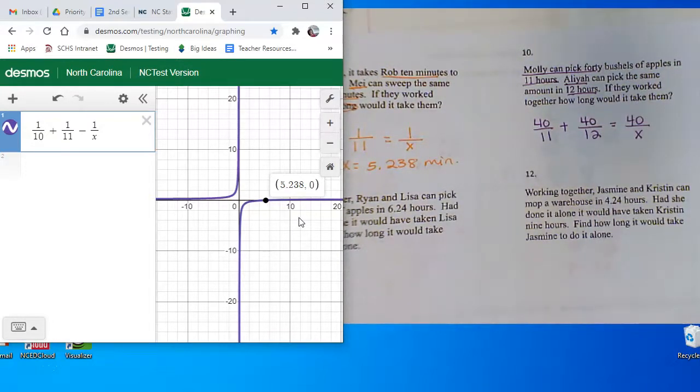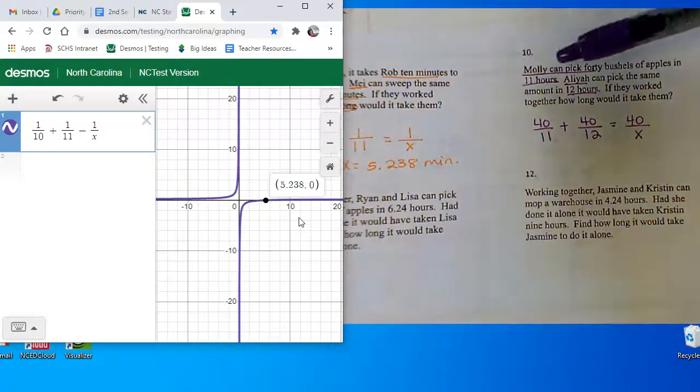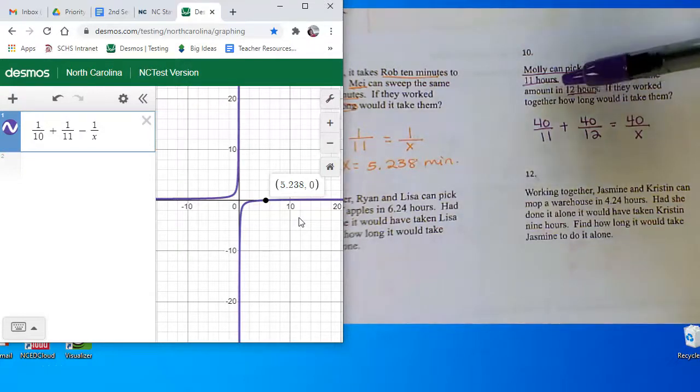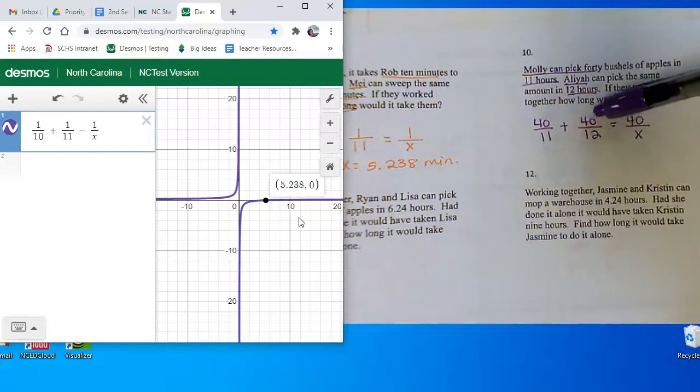Now, because they're picking 40 bushels of apples each time, you actually can put 1s instead of 40s. It really doesn't change your answer. But if, for example, they said that Molly could pick 40 and Elia could pick 20, that's the only time that might change where it really matters.